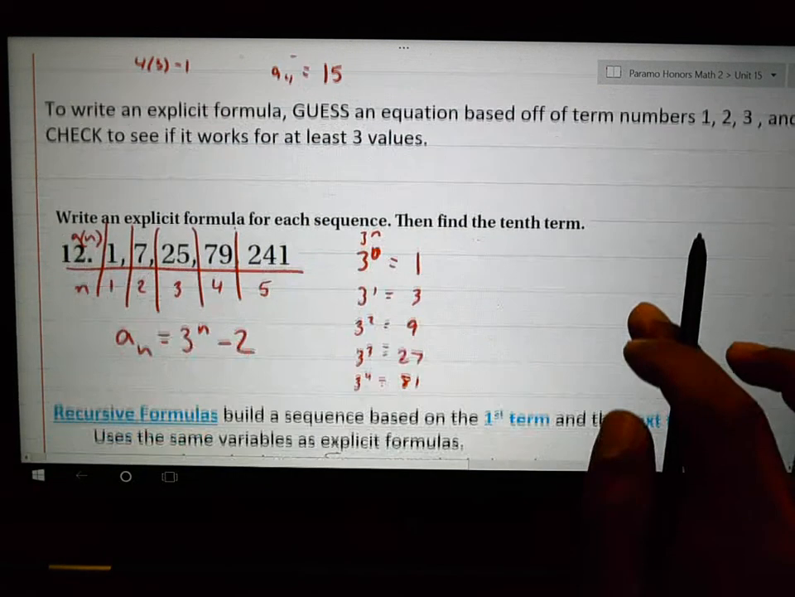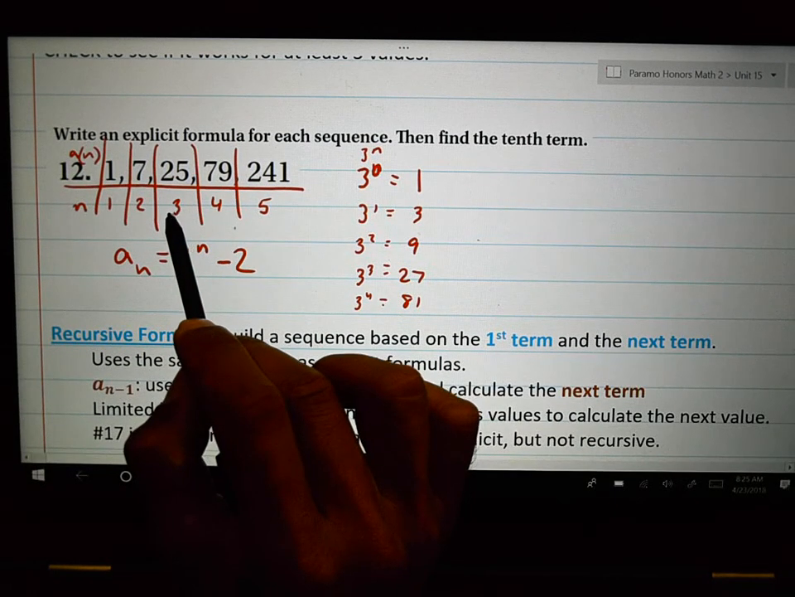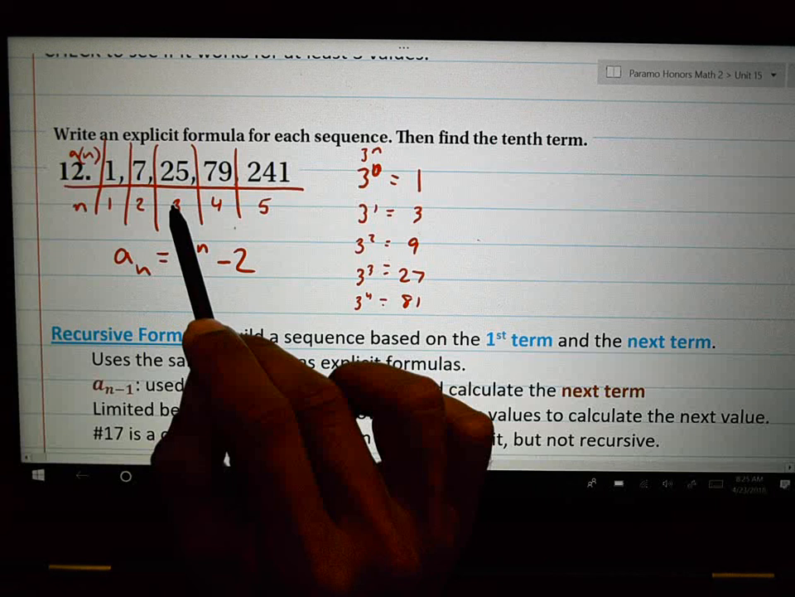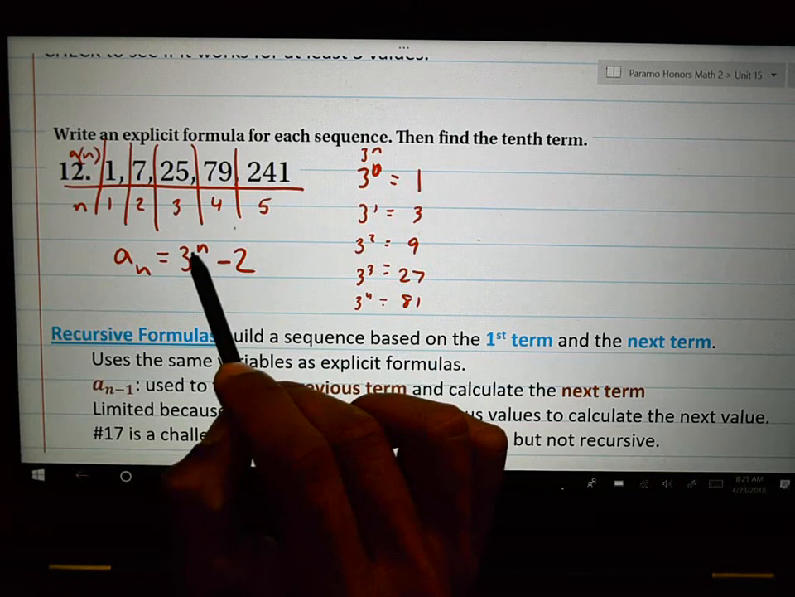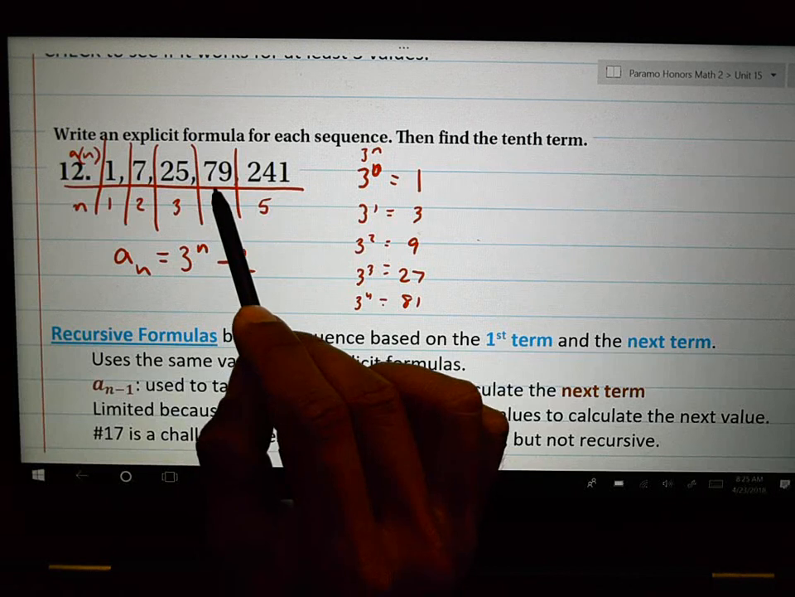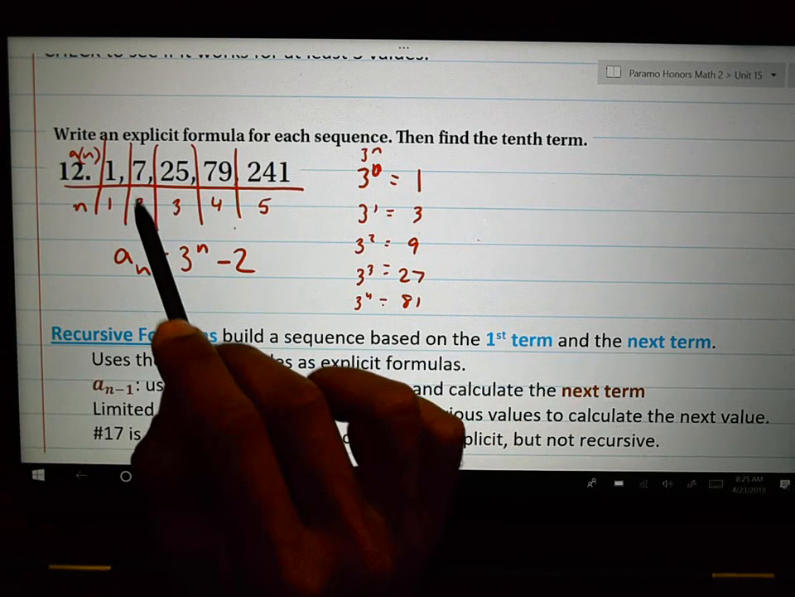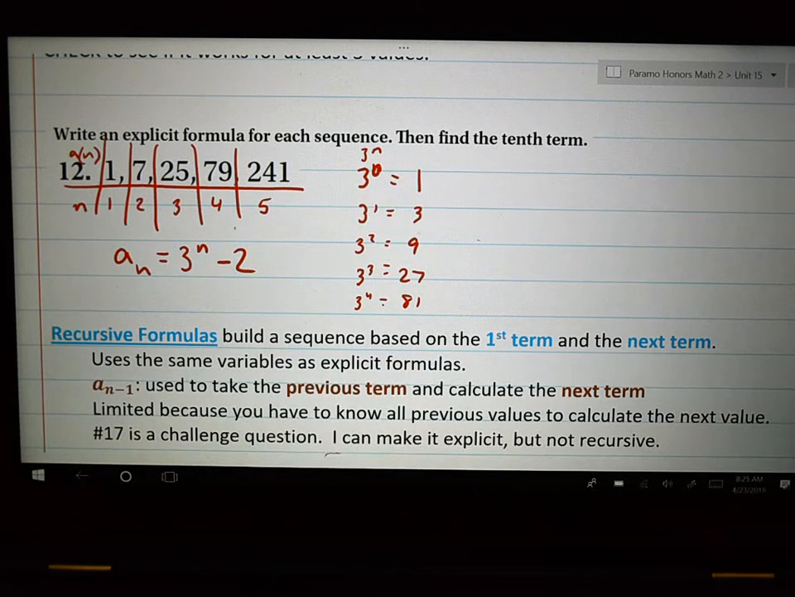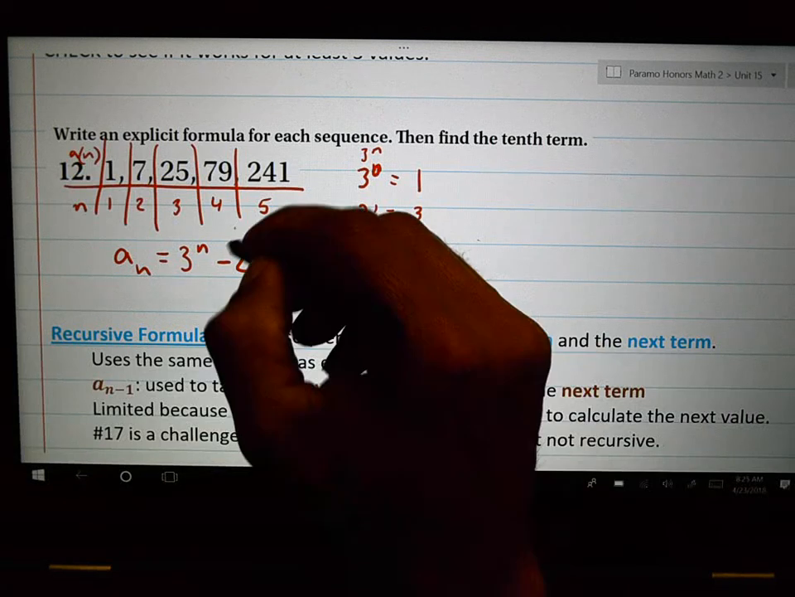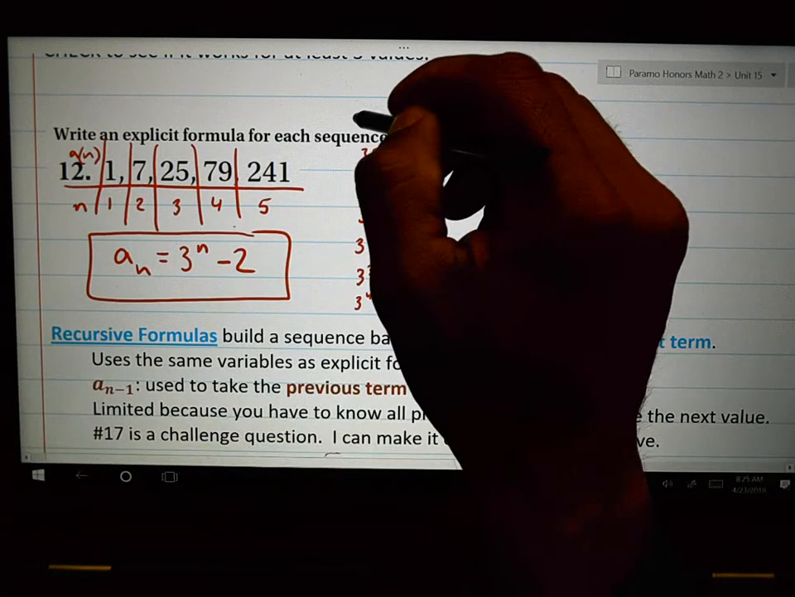So what we should be doing now is plugging in the number 3. 3 to the 3rd, 27 minus 2 gives you 25. Let's check this one. 3 to the 4th, 81 minus 2 gives you 79. That's really big. Let's go over here. 3 squared is 9. 9 minus 2 is 7. If it works for 3 values, you have nailed your equation. We've answered the first part of the question.